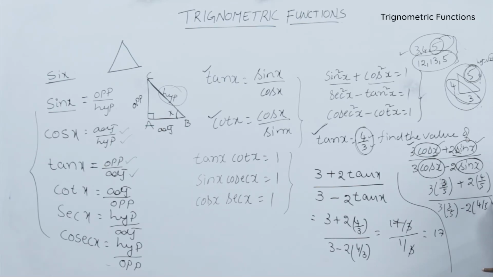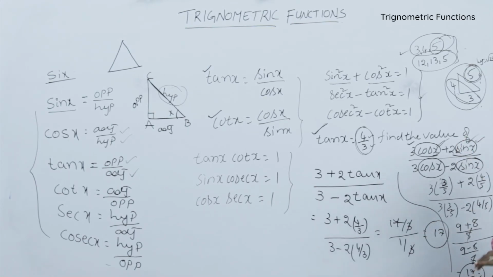So now 3 3s are 9 plus 4 2s are 8, so the total is 17 divided by 5, because the same LCM, I am writing the same thing, 5, whole divided by 3 3s are 9 minus 8 by 5. So the 5 gets cancelled. 9 plus 8 is 17, and 17 by 1 is 17. You will get the same answer. If they had given other trigonometric functions, you can use this way only.